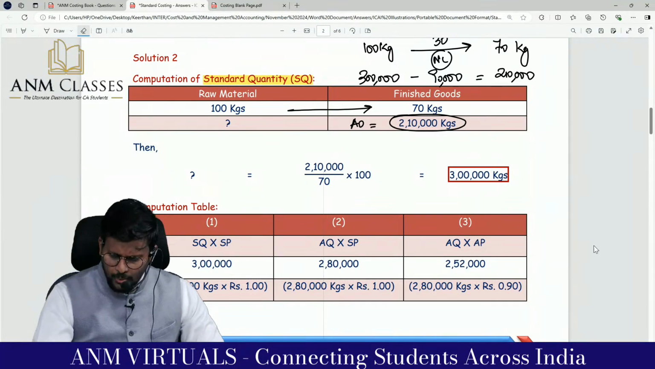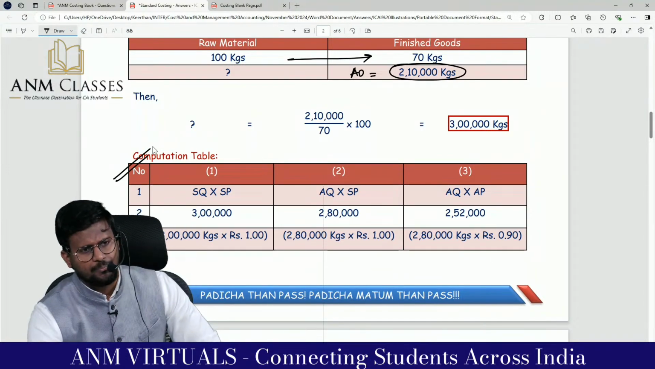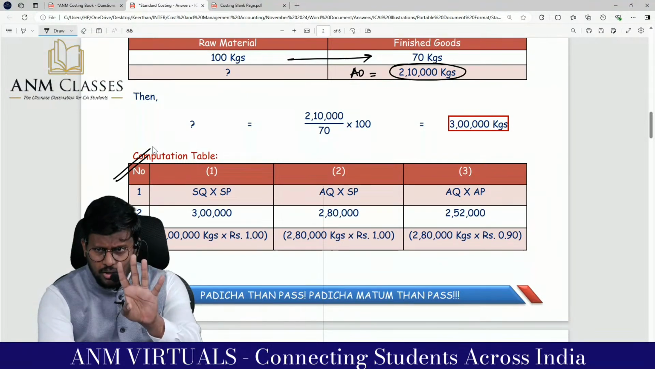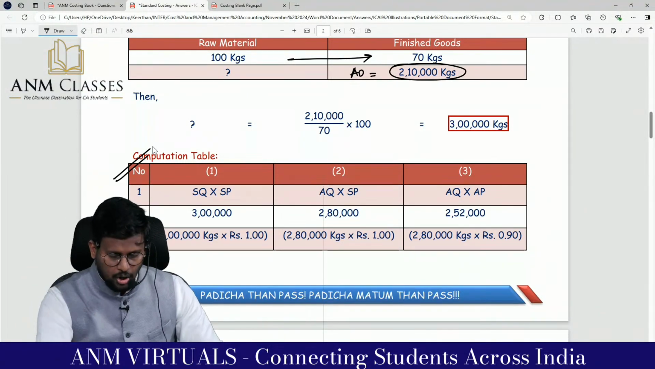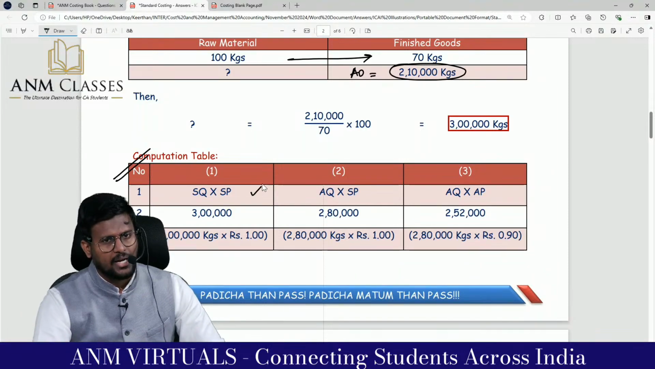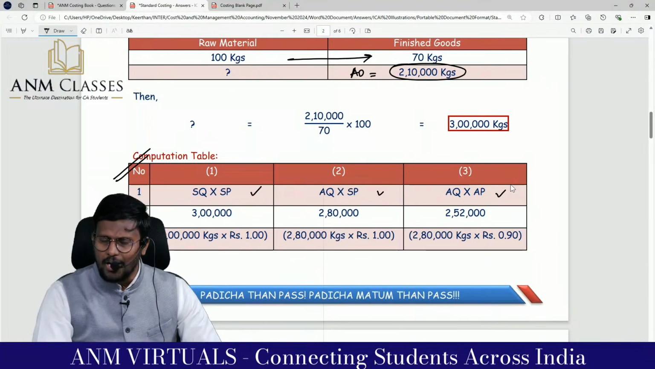Comfortable? We know that. Is it a single raw material product or multiple raw material? It is not a 4-column approach. It is a 3-column approach. What are the 3 columns? Standard quantity into standard price, actual quantity into standard price, actual quantity into actual price.